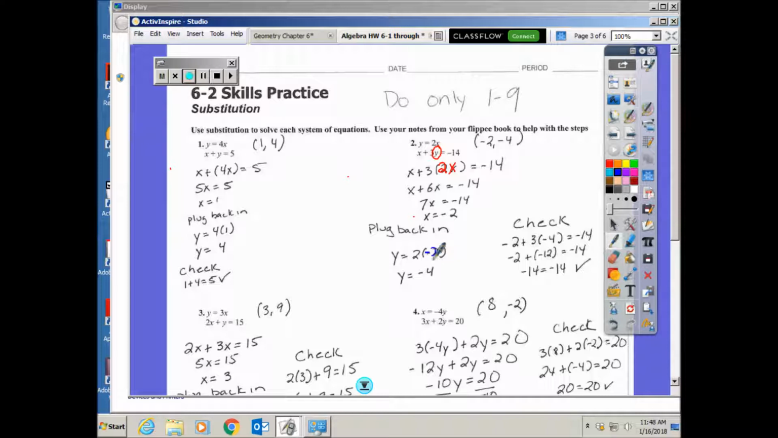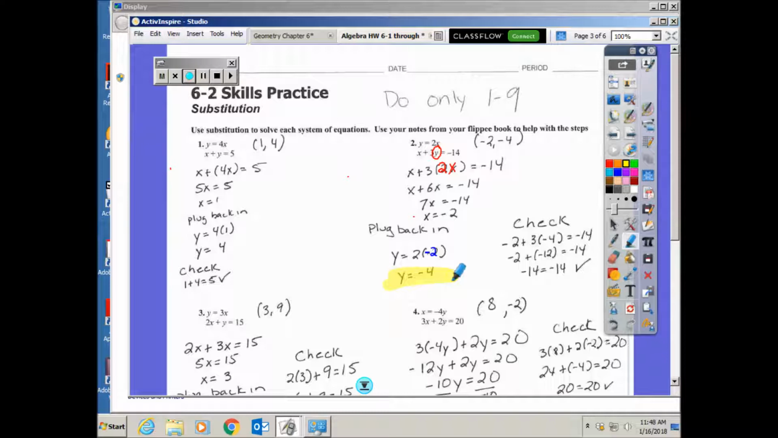Where did I get the negative 2 from? From what I just solved, right? So I solved for one variable and I plugged it back in. What is 2 times negative 2? It's 2 times negative 2, negative 4.